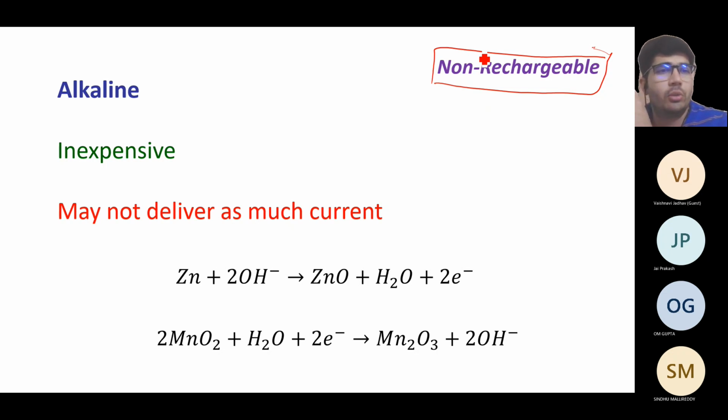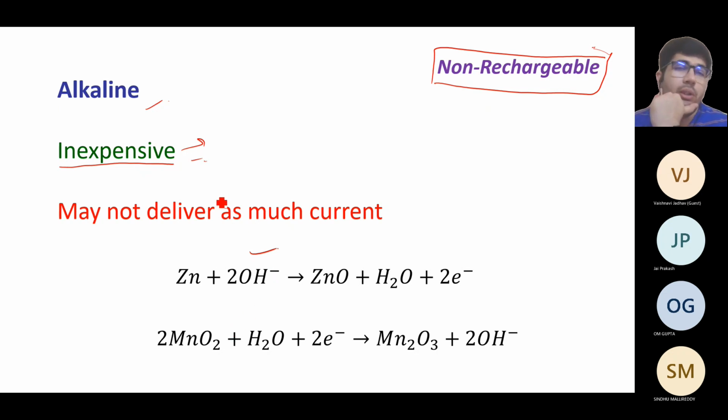So alkaline batteries are non-rechargeable batteries. The advantage is that they're inexpensive, so the cost is quite low due to the easy availability of materials and alkaline solutions, like OH minus ions, so you can easily generate these reactions. As compared to other batteries, lithium is quite expensive, a rare earth metal. So this is very easy, and that's why it's inexpensive.